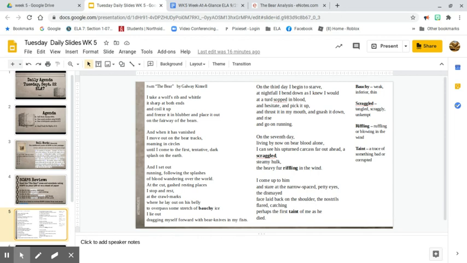So the bear has starved or is at the end of its life. The tracker has found it, and finally the bear sees him before he takes his last breath.